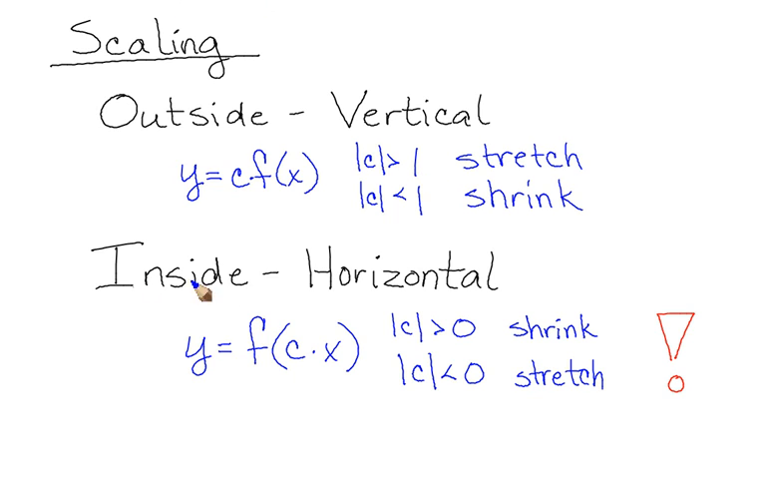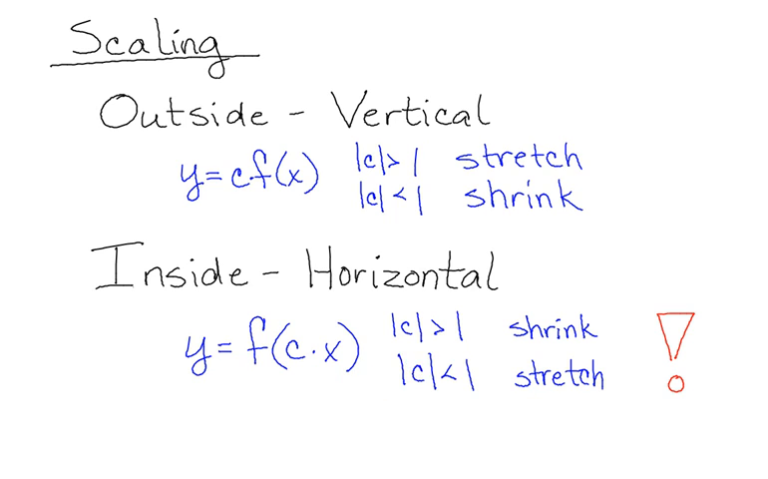Okay, and for the inside, the horizontal change, we also have to look at the absolute value of our c. And if it is bigger than 1, then it will shrink it horizontally, and if it's less than 1, it will stretch it horizontally. Okay, and this means, if you think about this, this is maybe like a decimal or a fraction. And this is opposite, again, of what you would think. Horizontal, it's backwards. It's not what you would expect. So just be very careful about that.